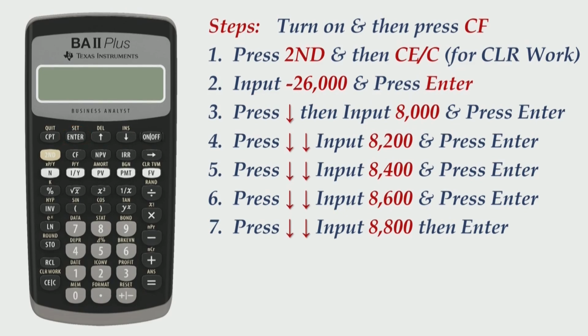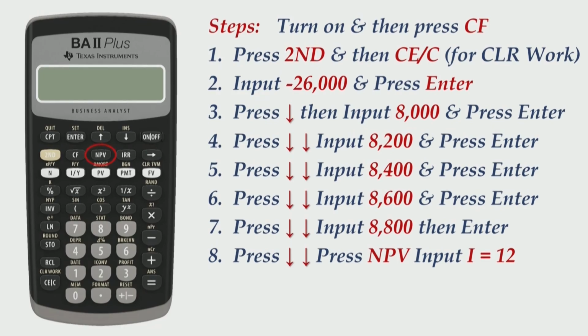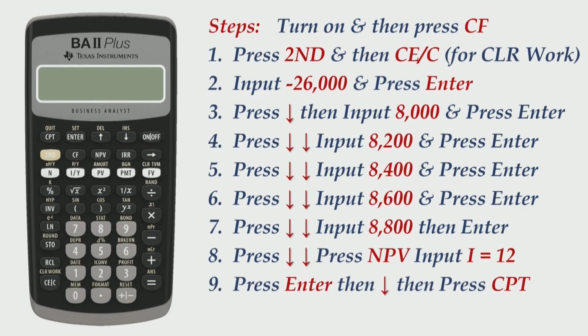And once you have done this much, you again press the downward arrow key 2 times, 1 and 2, and now while you have done it twice, it is asking for input of 6th year, where 6th year cash flow we don't have anything. So you press NPV. So you press NPV and it will ask for input of the interest rate. So input 12 over there and then press enter.